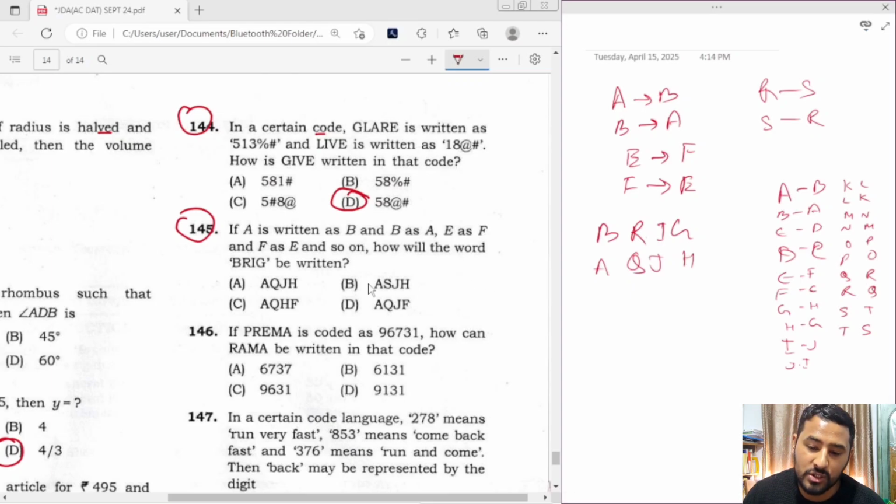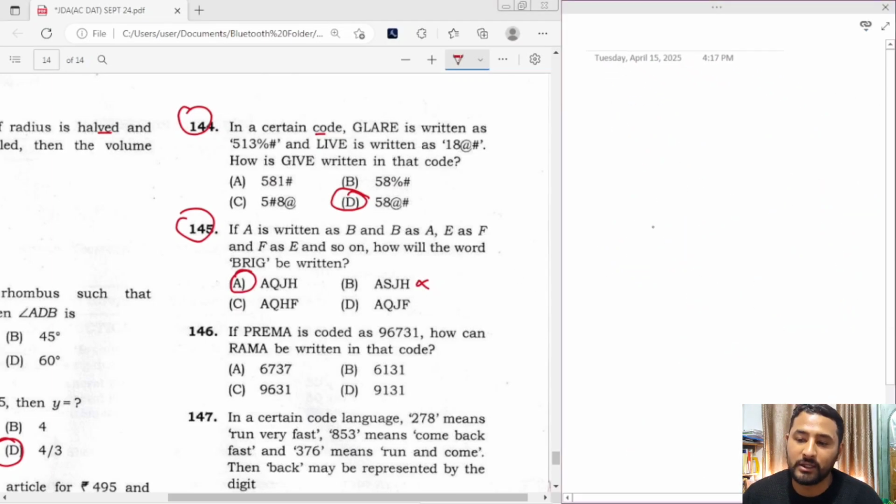So A, Q, J, H. A, Q, J, H. Don't be confused with this one. Okay, answer will be option number A. So it's better we write it down first.